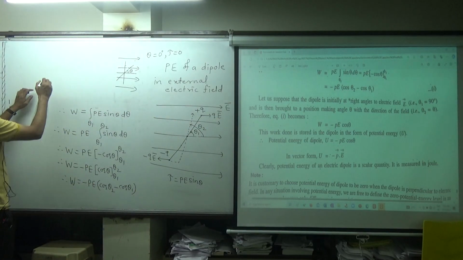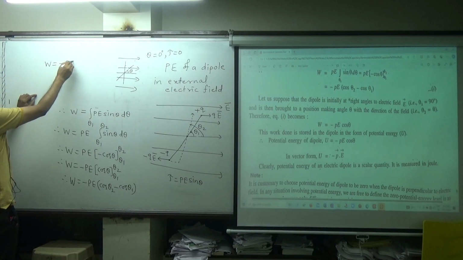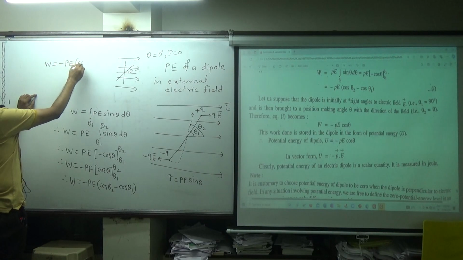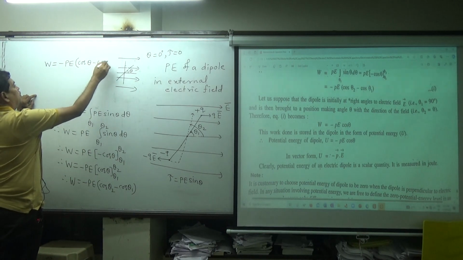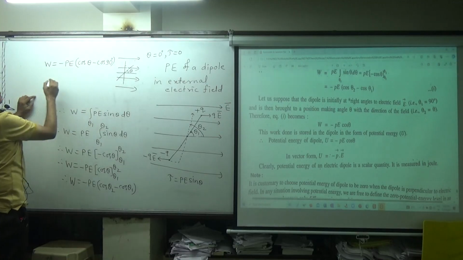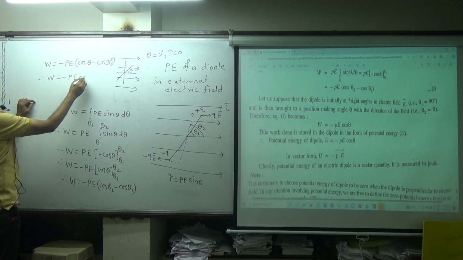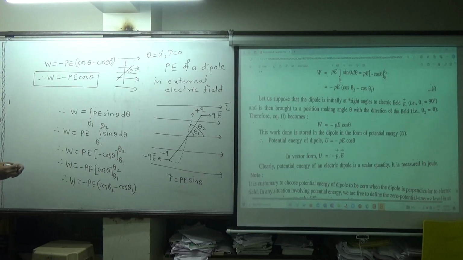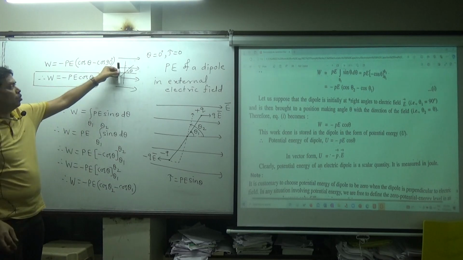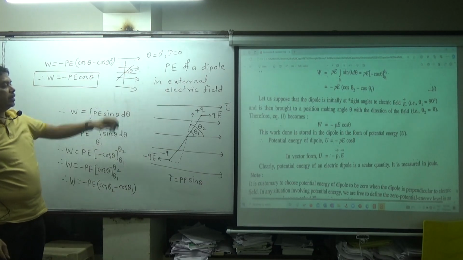So what will happen? Work done is equal to minus p, cos of the final angle theta, and the initial cos of 90. Cos 90 is 0, so work done is equal to minus p cos theta. Initially the angle was 90 degrees and it is brought like this and made at angle theta.